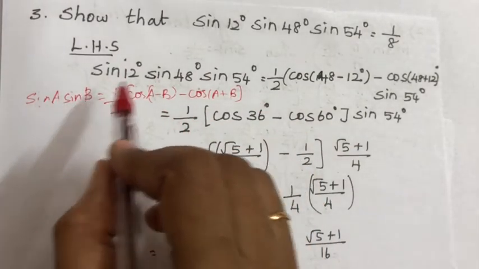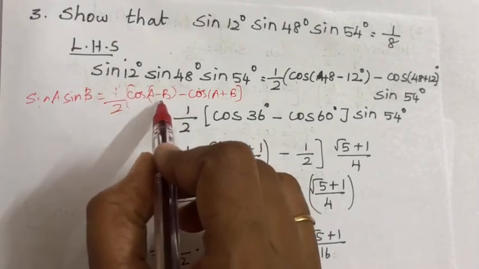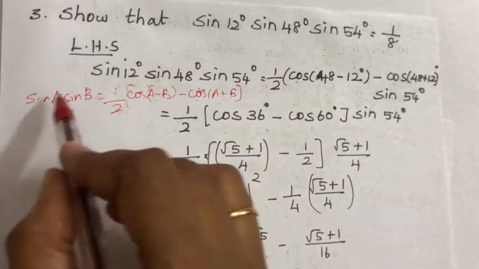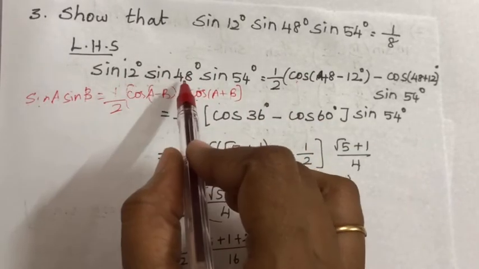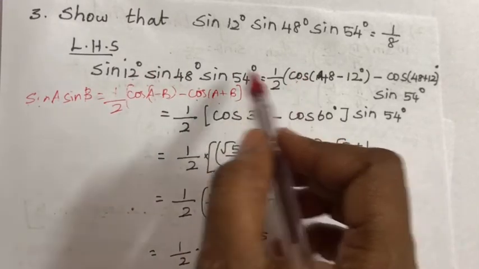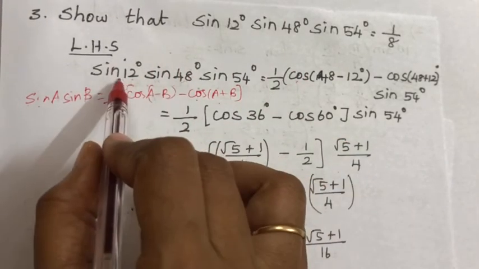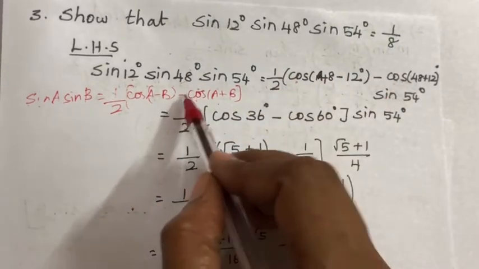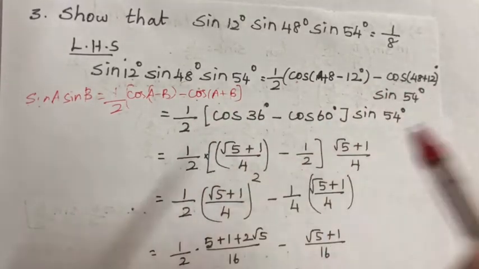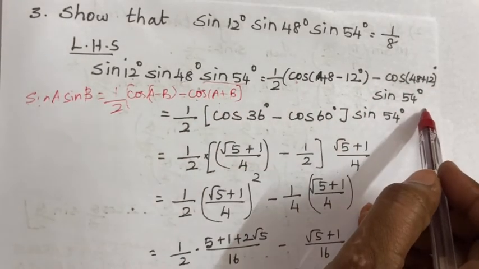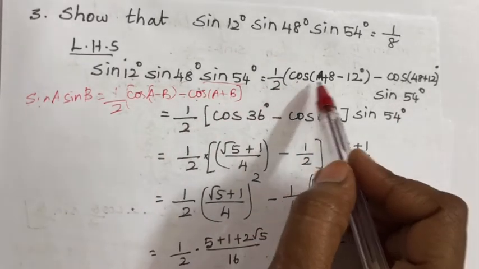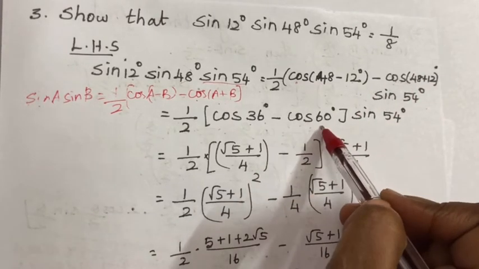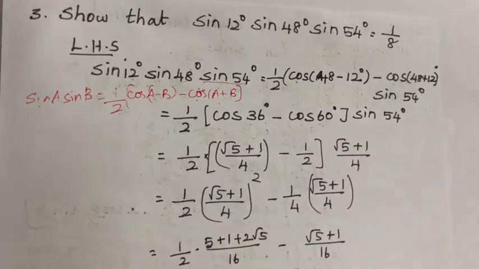So, sin A sin B equal to half into cos A minus B minus cos A plus B. Half into cos A minus B, that is 12 minus 48 or 48 minus 12, you can write it. Okay, we can treat this as A and this as B. So, it is half cos 48 minus 12 minus cos A plus B, so 48 plus 12. Sin 54 we have already in the problem. Okay. So, it is 1 by 2 into 48 minus 12, 36. So, cos 36 minus 48 plus 12 is 60, minus cos 60, into sin 54.